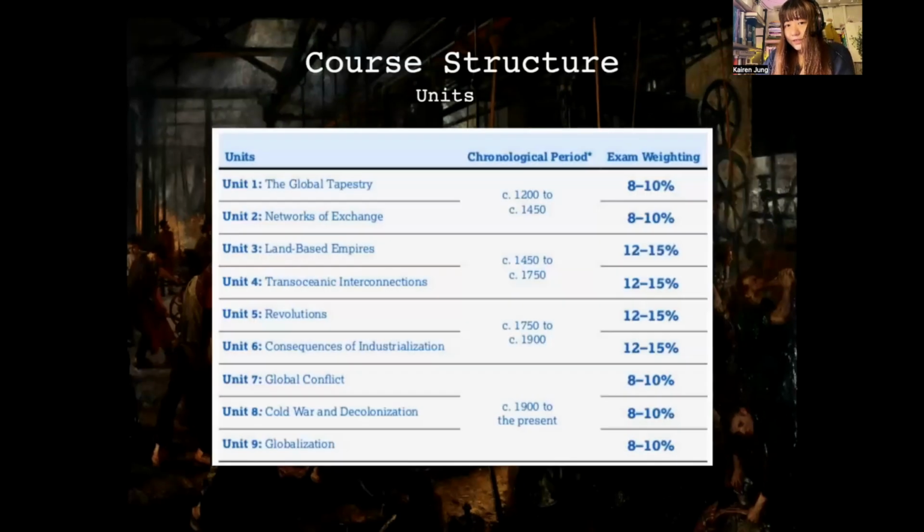This test is divided into 4 chronological periods, as you know. There are 2 subunits for each chronological period. For the first chronological period, 1200 to 1450, we see the global tapestry and networks of exchange. For the second chronological period, 1450 to 1750, we see land-based empires and transoceanic interconnections. That's units 3 and 4.